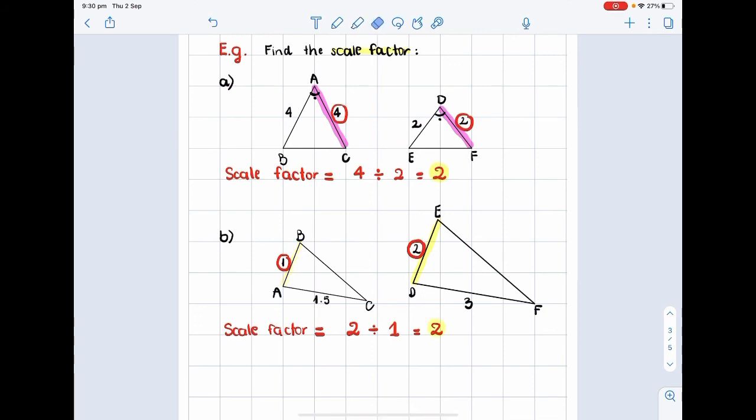And remember, if you don't use this pair of matching sides, and if you use the other pair of matching sides, you will still get the same answer. So say if you use AC, and AC matches up with DF, now AC is 1.5, DF is 3. The larger number is 3, so 3 divided by 1.5, you will also get 2. So no matter which pair of matching sides you're using, the answer will always be the same.